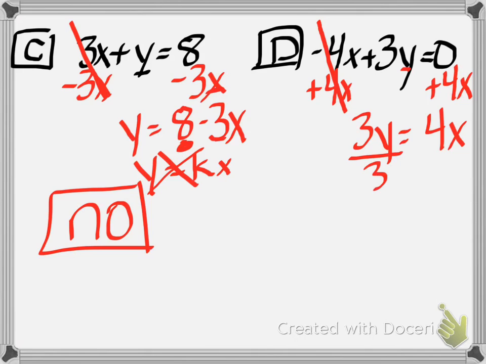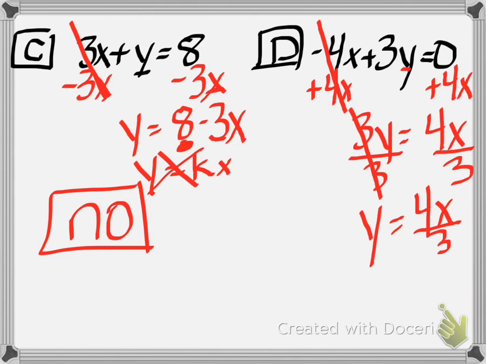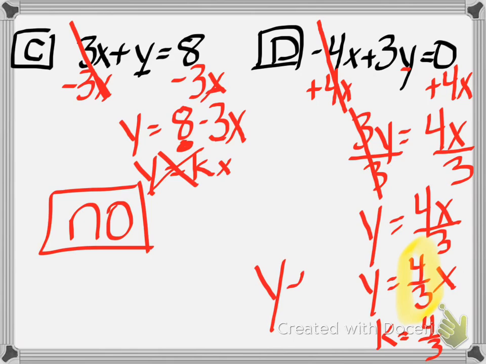Next step, divide it by 3. 3 divided by 3 is 1. I'm left with y equals 4x divided by 3, which is the same thing as y equals 4/3 times x. y equals kx. My k is 4/3. It's okay that it's a fraction. As long as it's a number, it works. So the answer to D, is it a direct variation? Yes, it is.